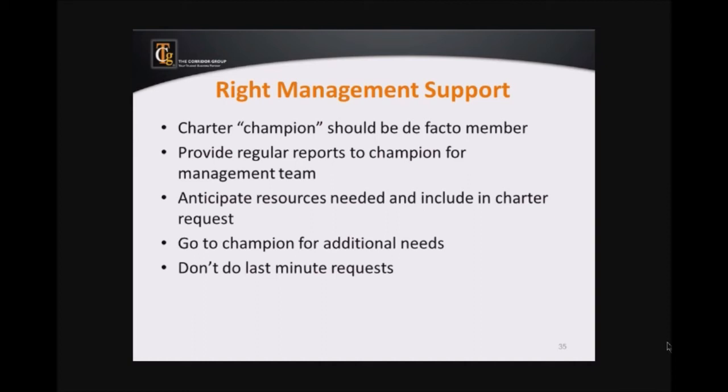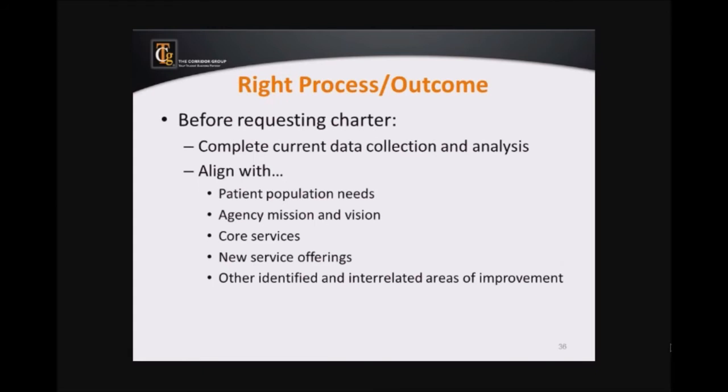Hopefully, your champion will provide the right management support. It's nice if the champion also has some knowledge of the issues involved with the selected outcome and interest in the problem. Make the champion aware of who is involved as team members. Provide regular reports on progress and problems encountered. If unanticipated needs arise, make requests quickly and avoid last-minute pleas for help.